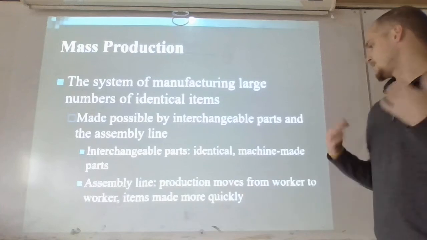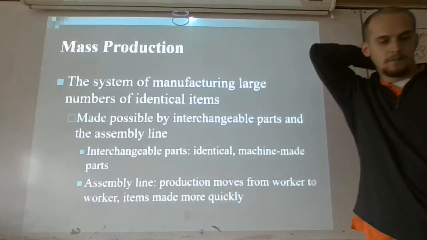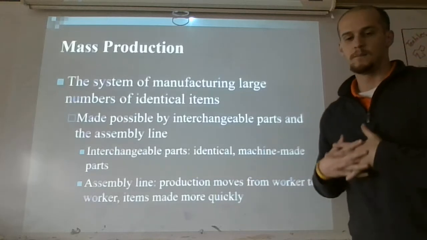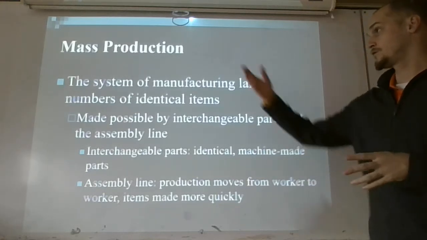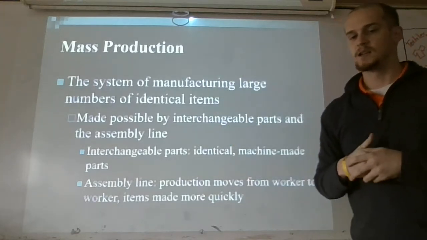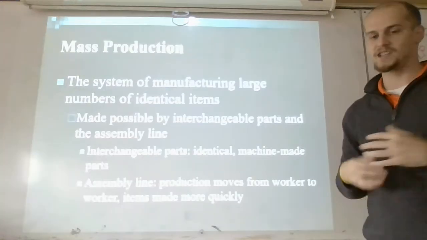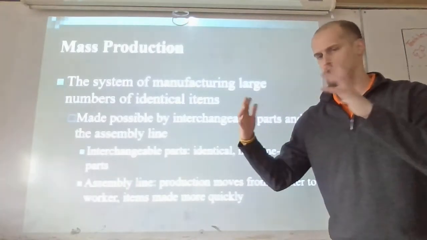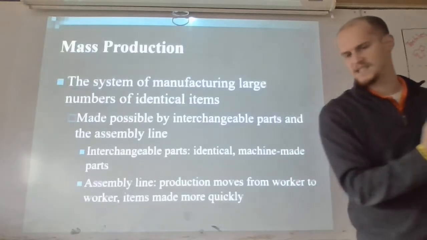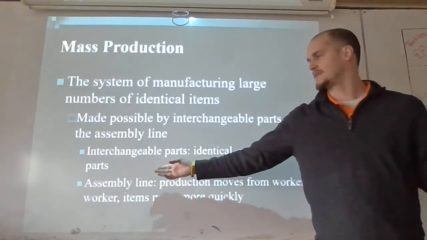But the assembly line, or production that moves from worker to worker, these items end up being made faster, much quicker, through this mass producing system. And so we talked about the textile industry and how it's changed, and the textile industry kind of leads to the creation of factories. And once factories are created, that leads to this idea of mass production by way of interchangeable parts and the assembly line.